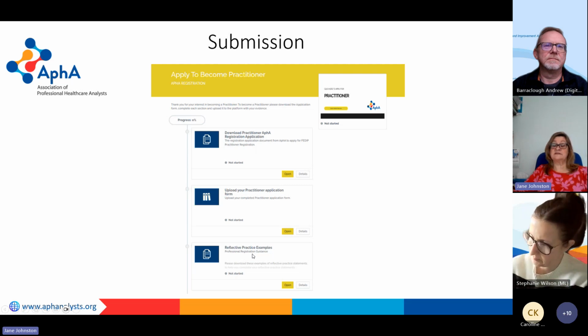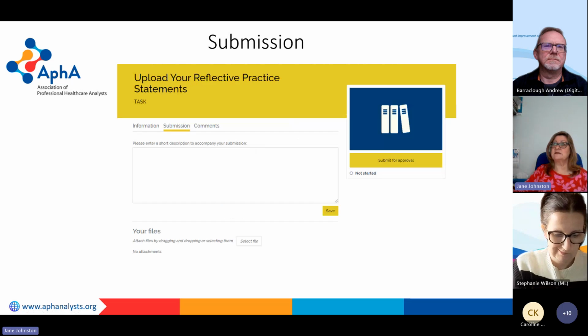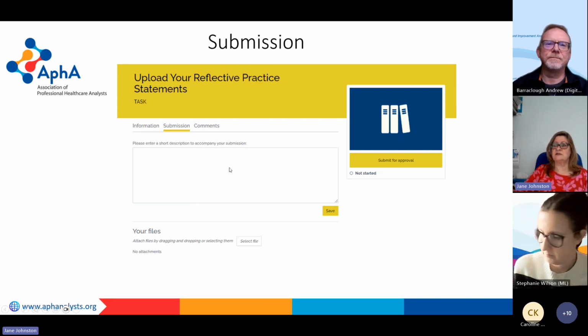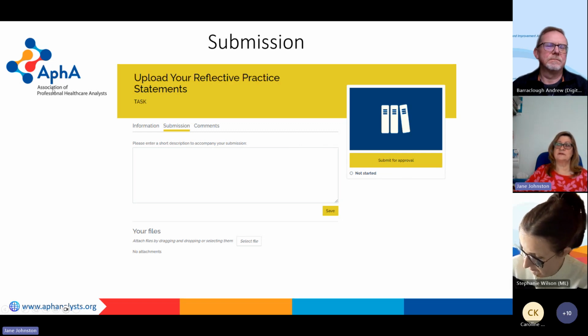Then upload your reflective practices, and the template is there on the website. And then there's a short description to accompany your submission, and we're talking short, it doesn't have to be huge. Then you can drag all your files into there, all your evidence, etc. Once it's all in there, submit for approval, and you'll see it going off up onto the FedIP hub.